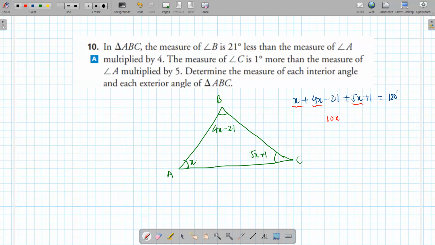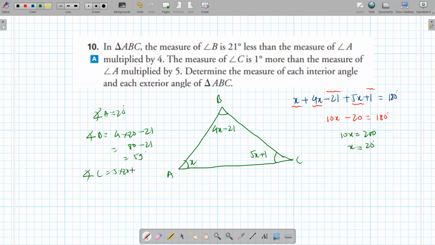Now this is a question for you. Minus 21 plus 1. What does that add up to? Minus 20. Yes. So 10x minus 20 is 180. How do you solve this equation for x? You add 20. Yes. 10x equals 200, and then? You divide by 10. Yes, x is equal to 20. So that means angle A is 20. Angle B is 4 times 20 minus 21, 80 minus 21, that's 59. And angle C is 5 times 20 plus 1, so 101. And we're done.